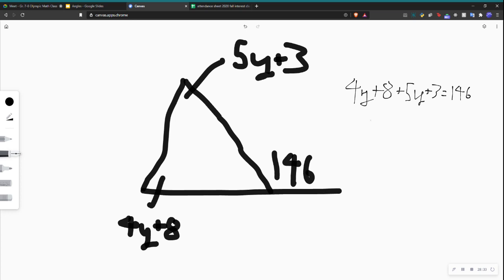So let's combine 4y and 5y to get 9y equals. So 8 plus 3 is just 11. 146 minus 11 would give you 135. And if you solve for this, you just divide both sides by 9, you get y equal to 15. Okay, so put a degree symbol as well. y equals 15 degrees. So that's how you get y. Right? Any questions about this?